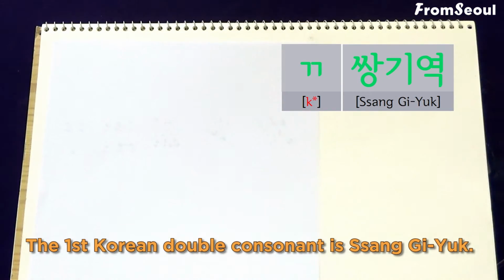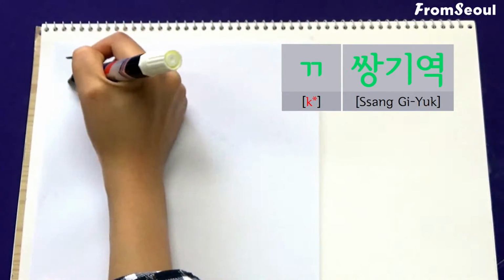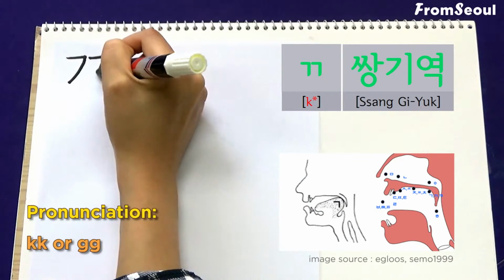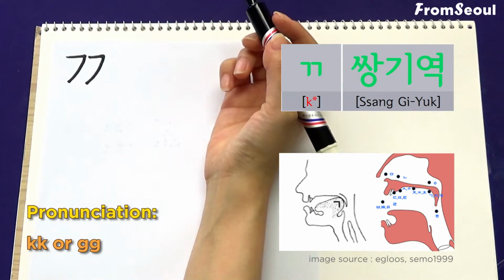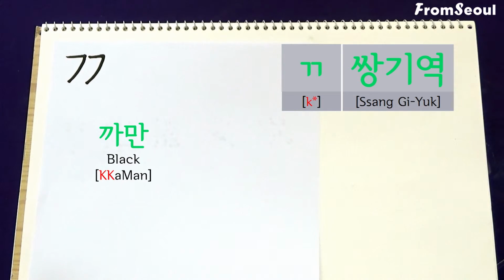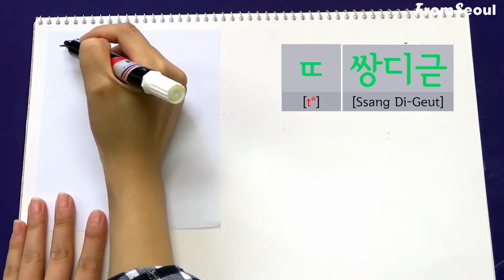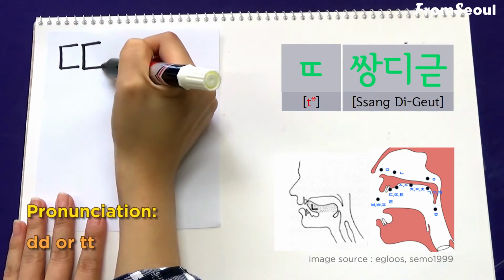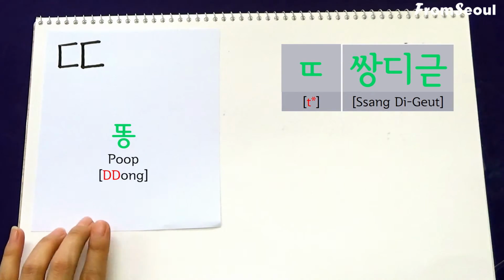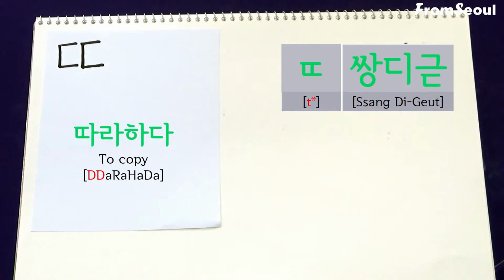The first double consonant is 쌍기역. You just basically draw 2 기역s right next to each other. The pronunciation is a lot like a rushed out K, 끄, like 껌, 까만, 꼼지락, or 껍질. The second double consonant is 쌍디귿. You write it out with 2 디귿s next to each other. The pronunciation is 뜨, a lot like 똥, 뜨겁다, 따뜻하다, 따라하다.